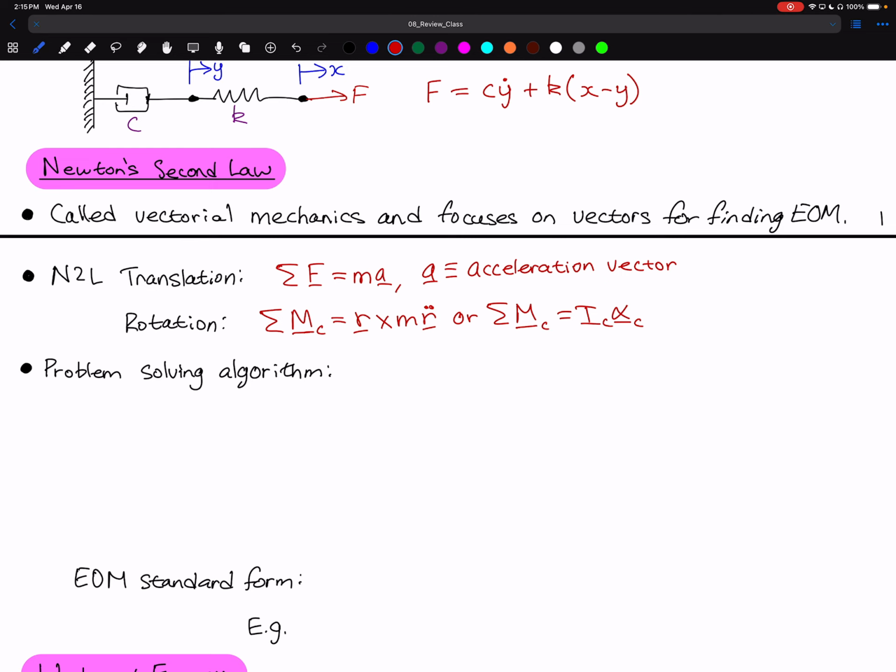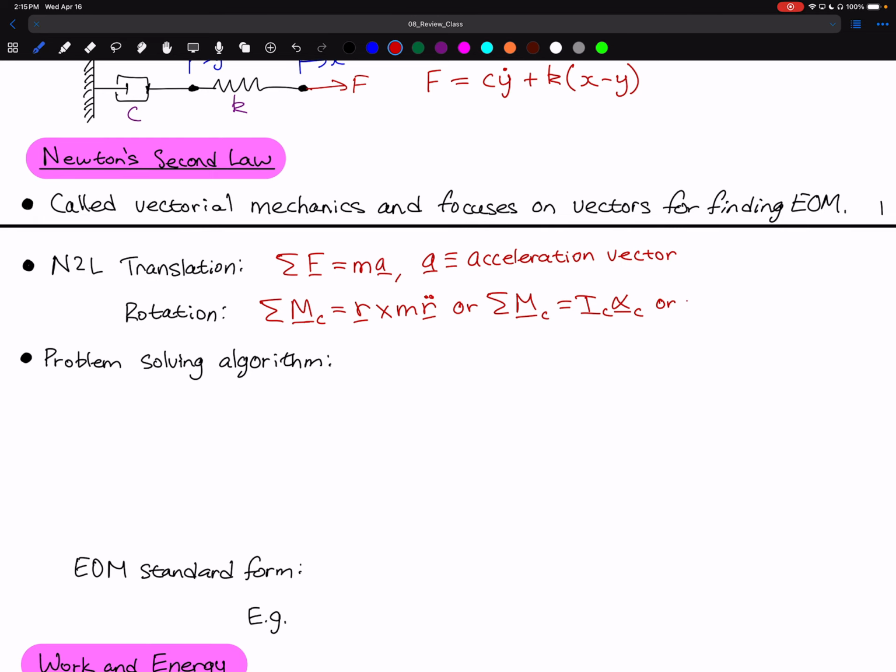Or if you want to deal with some other point, you could do the sum of the moments about a different point, M sub O, and then this is equal to the moment of inertia about that other point times the angular acceleration about that point, where this I_O is equal to the moment of inertia at the center of mass plus the mass times the distance from the center of mass to that other point squared. That's just our parallel axis theorem.